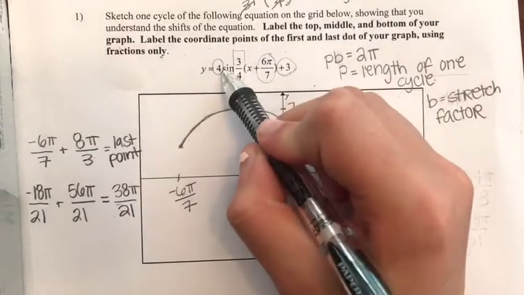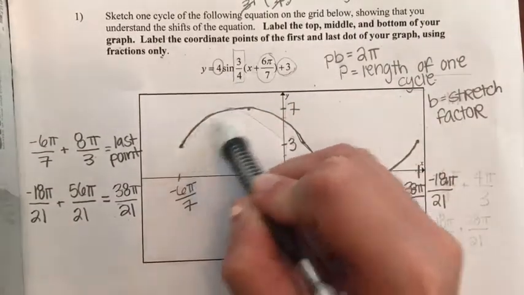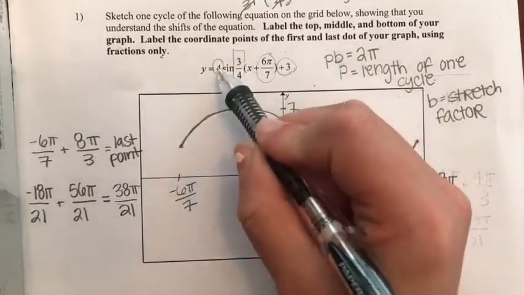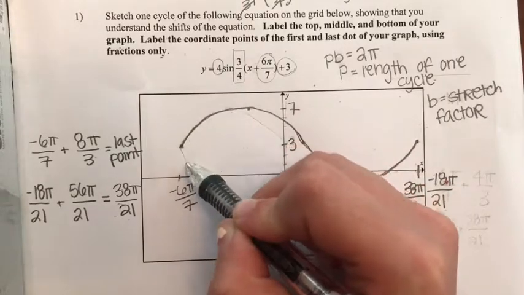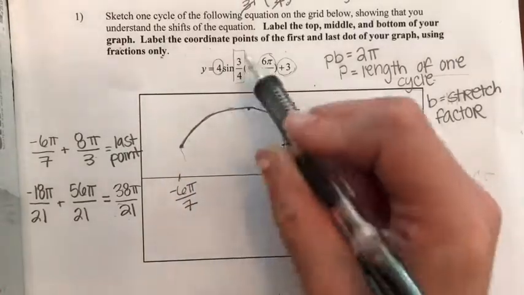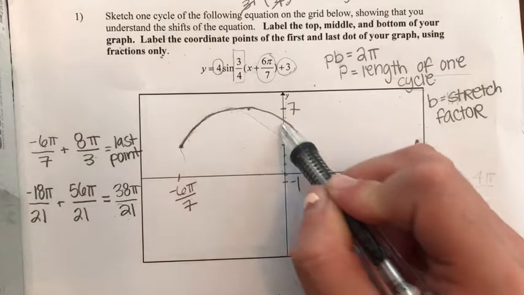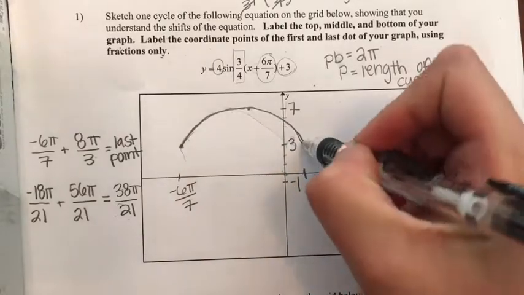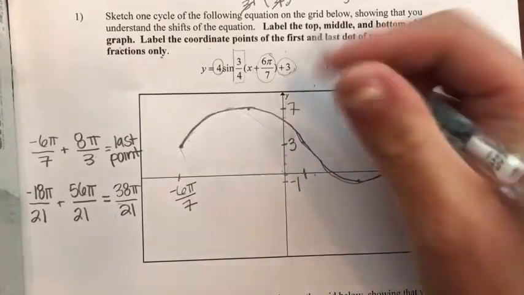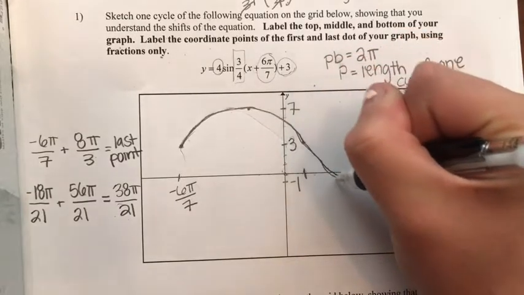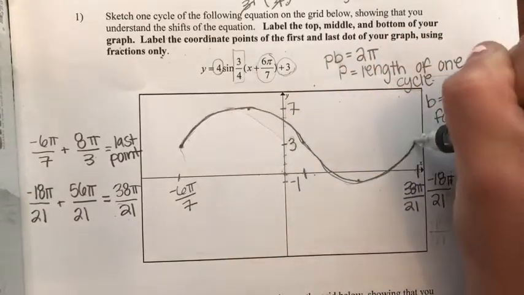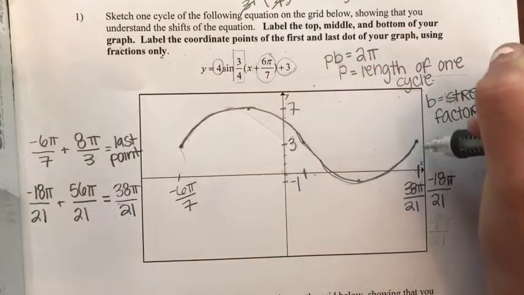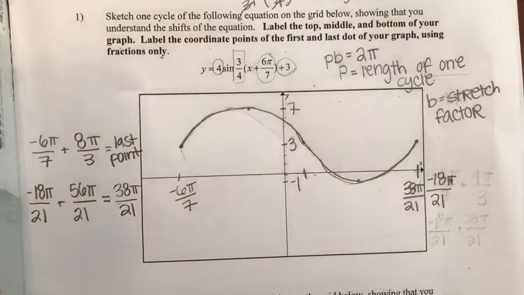So this number will always tell us if the beginning will go up or down. If this were a -4, this graph would be starting and going down. But since it's a positive, we go up first, back to the 3 y coordinate in the middle of the cycle, and then go down to the last x coordinate. And that's how you graph sine.